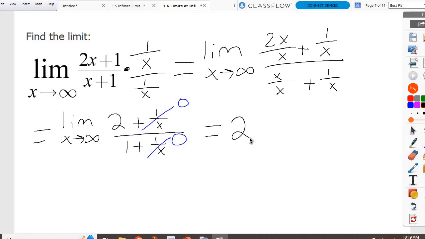But you would be counted off if you put equals the limit as x goes to infinity of 2x over x. Those two things are not equal. That's why I said to be careful about scratch work versus equals work. That's a good question.